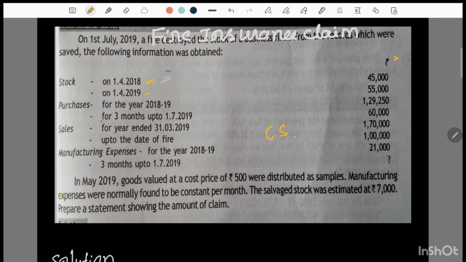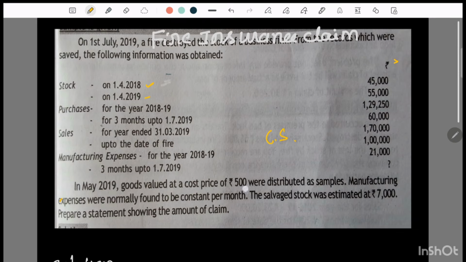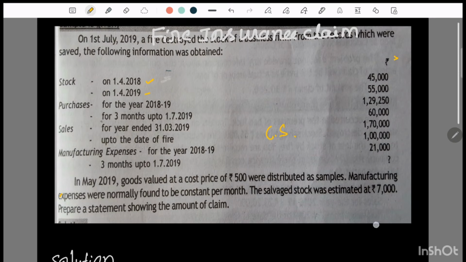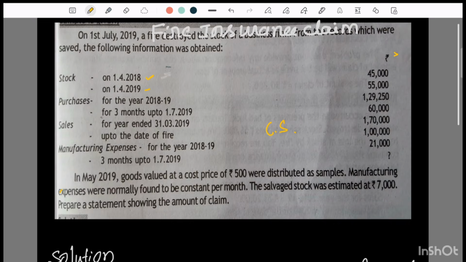We have to find the closing stock because the entire stock which was there in the godown was destroyed, and we need to find the value of closing stock. For that, the current year trading account is to be prepared. Based on this information we are going to find it. Here they have given stock, purchases, sales, as well as manufacturing expenses. The manufacturing expenses are given for the previous year. For the current year we have to find it, for 3 months.